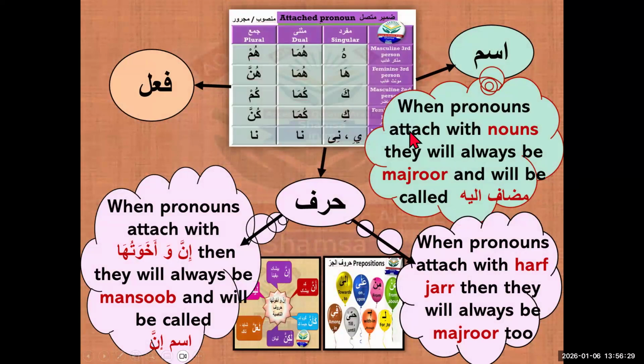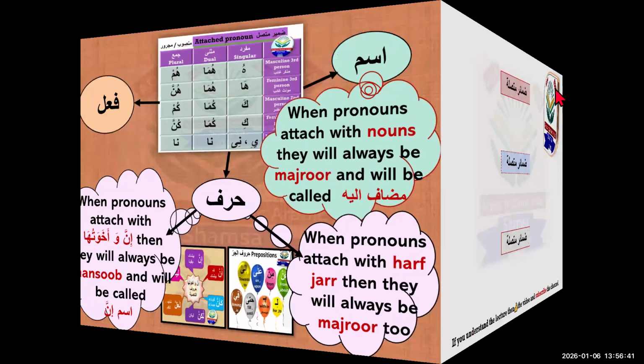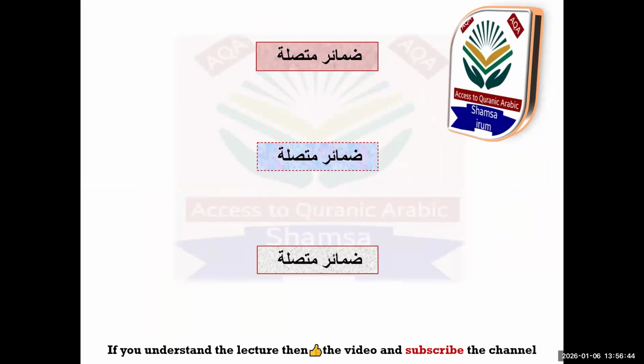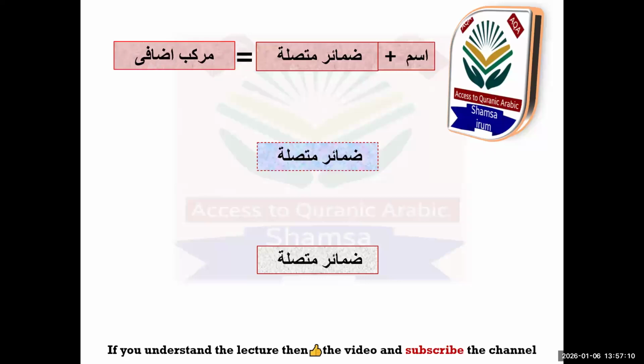I use this slide again because in the beginning of this lecture I explained all this, but I want to explain the same thing in another way, because if some sister didn't understand at that time, maybe they will understand this time, inshallah ta'ala. So let's start. They all three are written with the zamir mutassila, meaning attached pronouns. If zamir mutassil, attached pronouns, comes with ism, with a noun, then they will always be the murakkab izafi. There is no other chance.